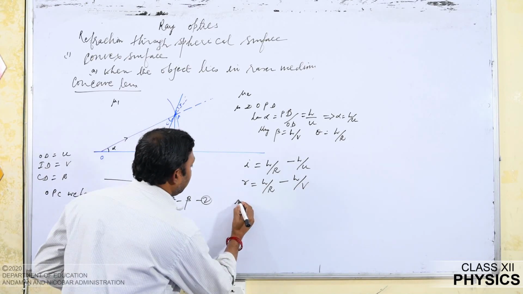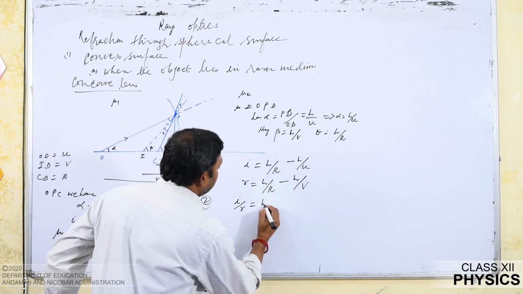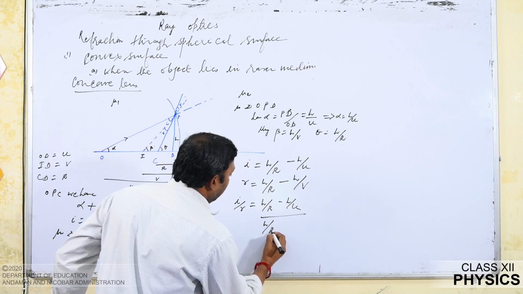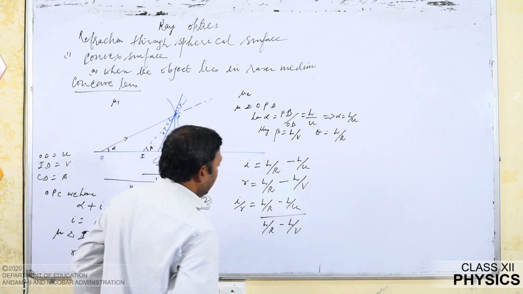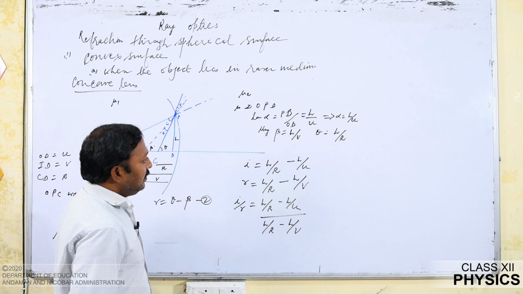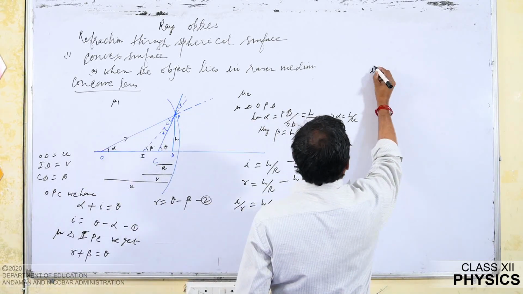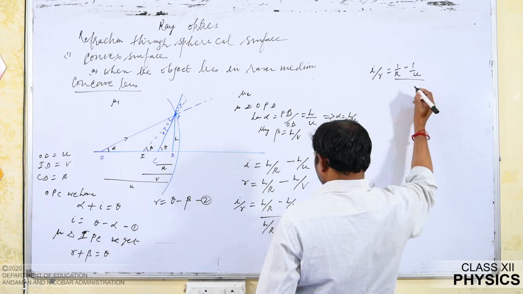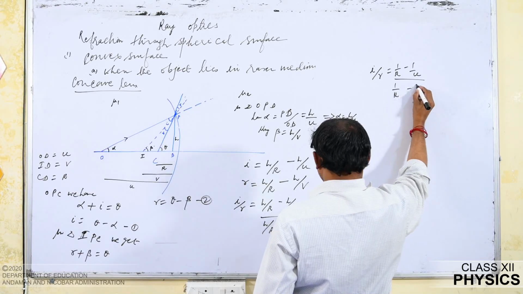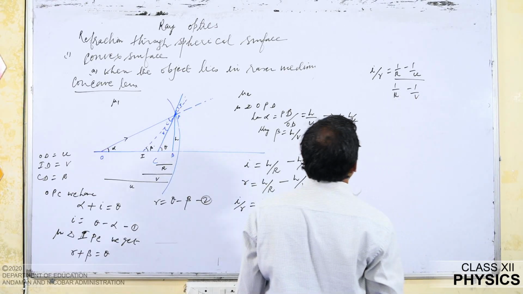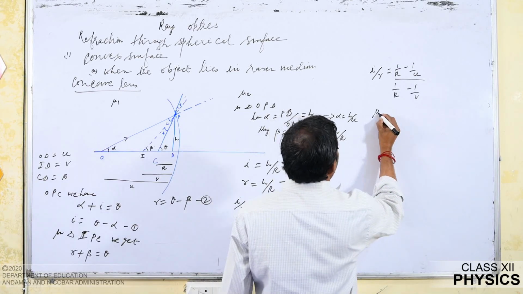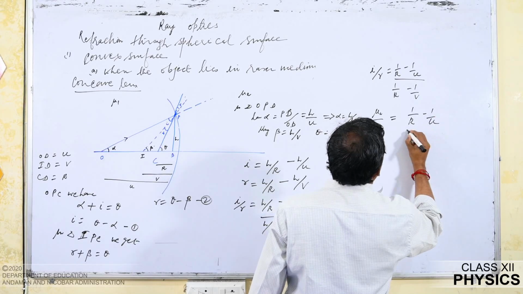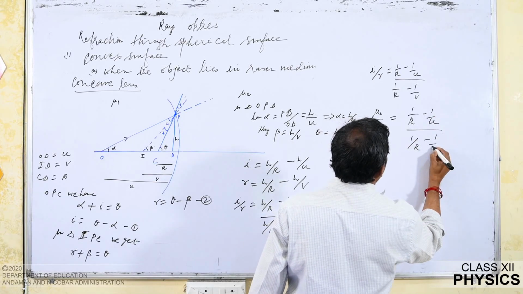Now, taking the ratio gives i by r is equal to h by r minus h by u divided by h by r minus h by v. h can be cancelled on both numerator and denominator. Finally, we get i by r is equal to 1 by r minus 1 by u divided by 1 by r minus 1 by v. So, i by r can be taken as the refractive index, mu 2 by mu 1, this will be equal to 1 by r minus 1 by u divided by 1 by r minus 1 by v.